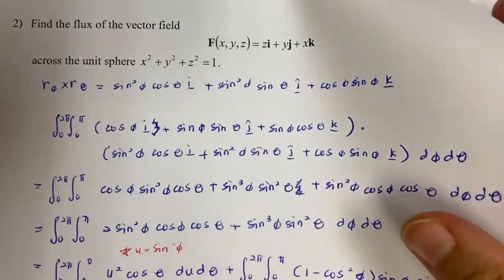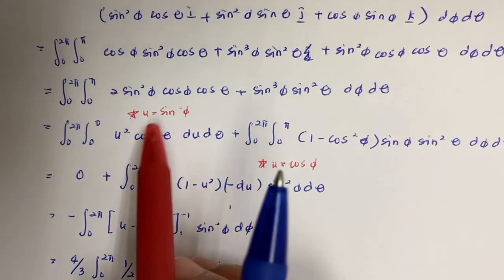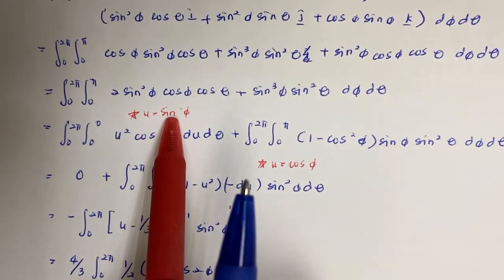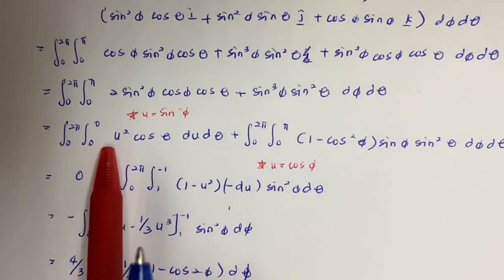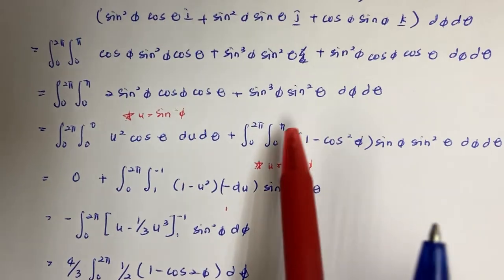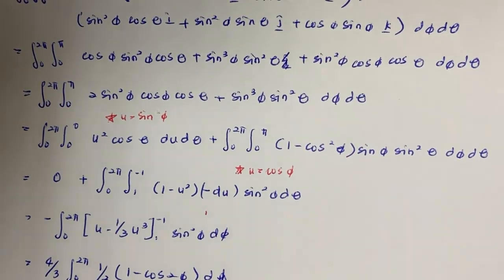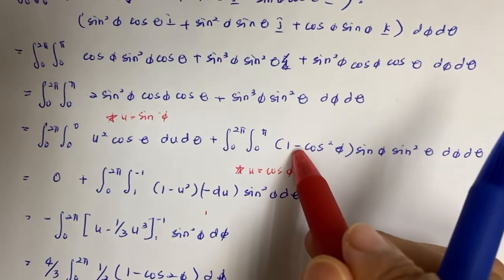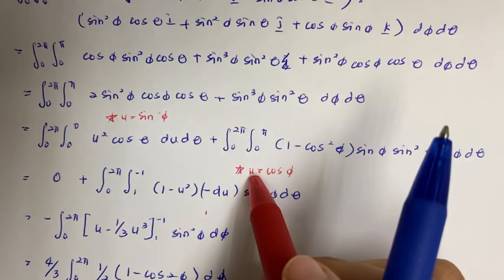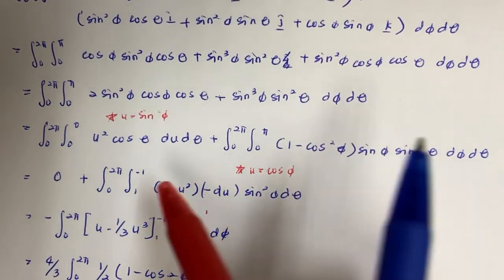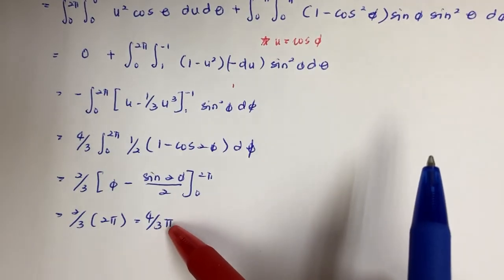As I solve the double integration, from here let u equal to sin phi. For this one, I get equal to 0 because the limit is from 0 to 0. Then proceed with this one. I use the trigonometric identity sin square is equal to 1 minus cos square phi, and then use the substitution u equal to cos phi, and by the substitution I get the last answer equal to 4 over 3 pi.